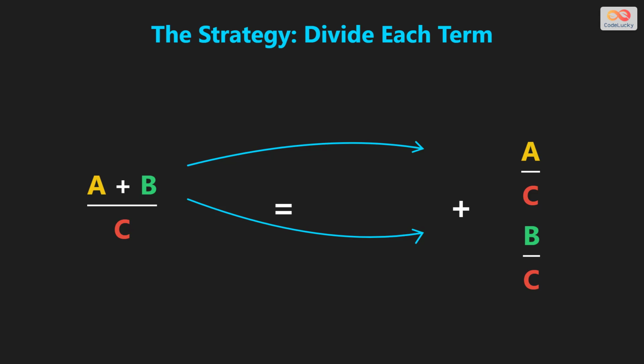Here is the main strategy. When you divide a sum by a single number, you can break it apart. Think of it like this. If you have a plus b all over c, it is exactly the same as a over c plus b over c. We are just splitting the big fraction into smaller, separate fractions.